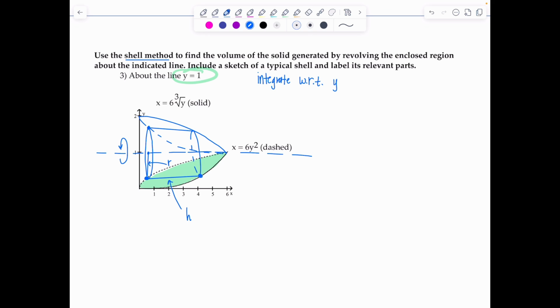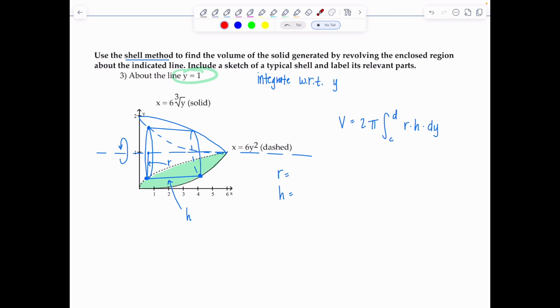Okay, so when we're doing volumes by shell, we have volume equals 2 pi integral from C to D, R times H, and in this case, it's dy. Okay, so let's identify the radius and the height. The radius will never involve the functions that bound the region. That's for the height exclusively. The radius, if you're integrating with respect to y, will be plain old y, or if you're spinning around some other line, then it might be y plus some number or some number minus y, etc. But you'll never include the functions. Radius will not have 6y squared or 6 cubed root of y for the shell method. That's all captured in the height.